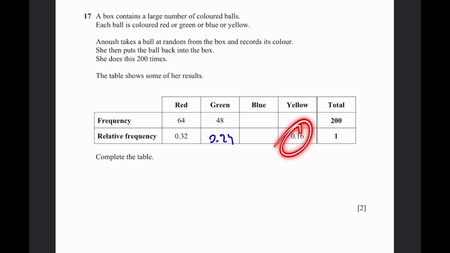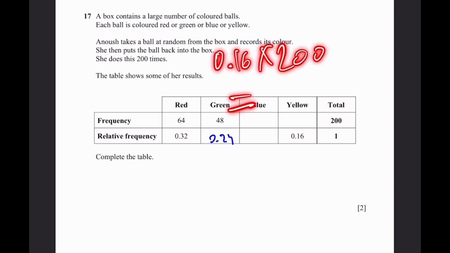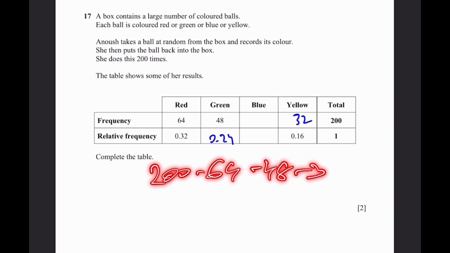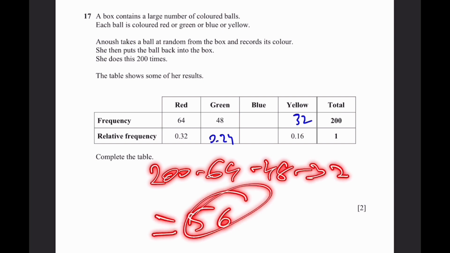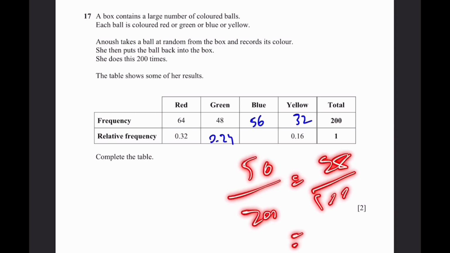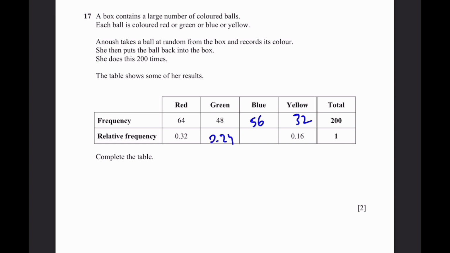Now for the yellow, 0.16 out of 200, which is 0.16 times 200. That's equal to 32 balls. 32 for yellow. Now we need to get the blue balls, so we just subtract 200 minus 64 minus 48 minus 32, and the answer is 56. So 56 blue balls. Now for the relative frequency, 56 by 200 is equal to 28 by 100. That's equal to 28% or 0.28. So 0.28 is the relative frequency. That's the answer.